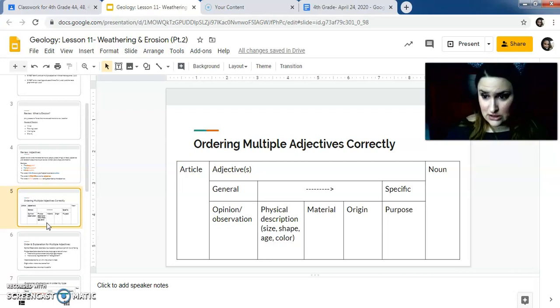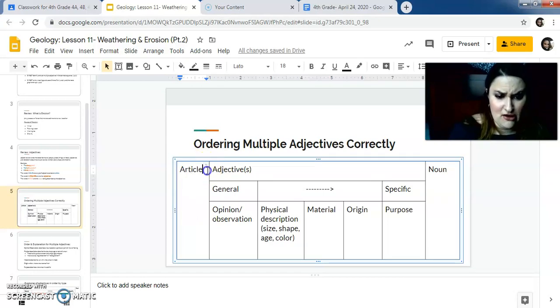But there is an order to how you should put the adjectives when you're writing them or when you're saying them. So obviously the article goes first. The article is like the, a, and. Now when we're using the actual adjectives themselves, we go from general things to very specific things. The first way of determining what it is moves from opinion and observation, then physical description, so size, shape, age, color, etc., then material, then origin, and then purpose. And then you'll have the noun that you'll actually write about.